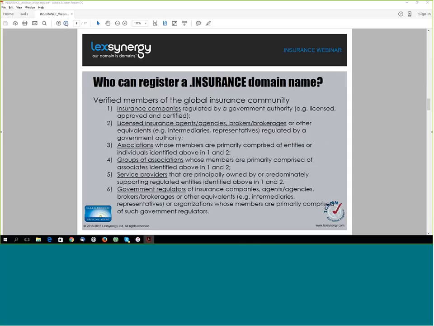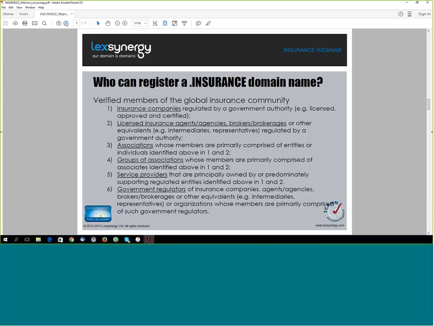Then moving on, who can register a .insurance domain name? It is a restricted TLD, as Craig mentioned, in that you have to be an insurance company, a licensed insurance agent, agency or broker, and then associations of those two that I mentioned, groups of associations as well.